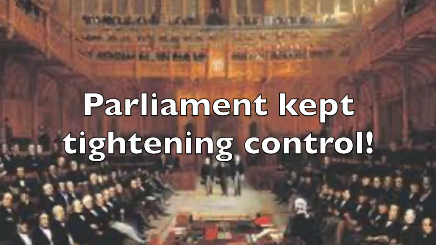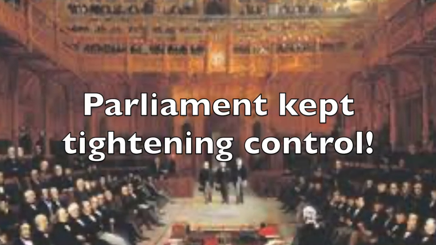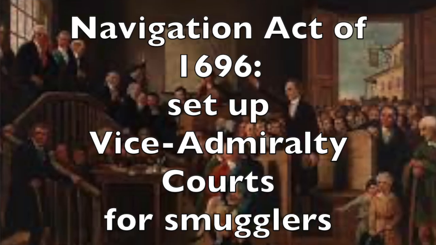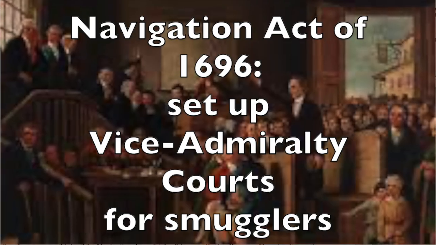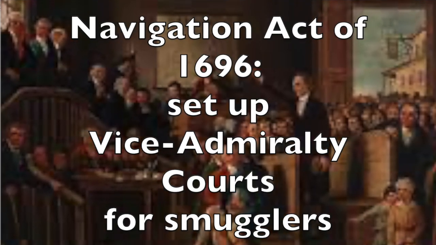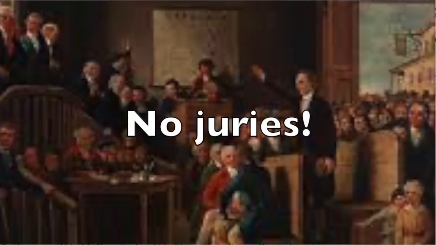By the late 1600s and 1700s, Parliament kept tightening control. The Navigation Acts of 1696 set up a royal customs official in the colonies and created vice admiralty courts to try smugglers. Now, these courts would try the alleged smugglers without juries.